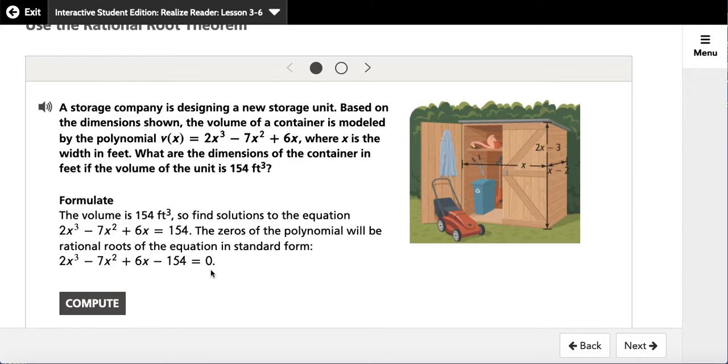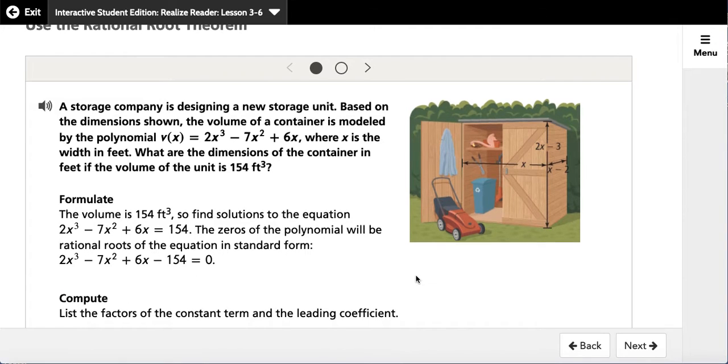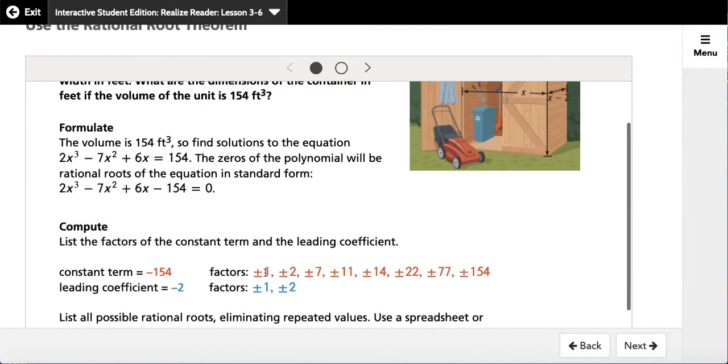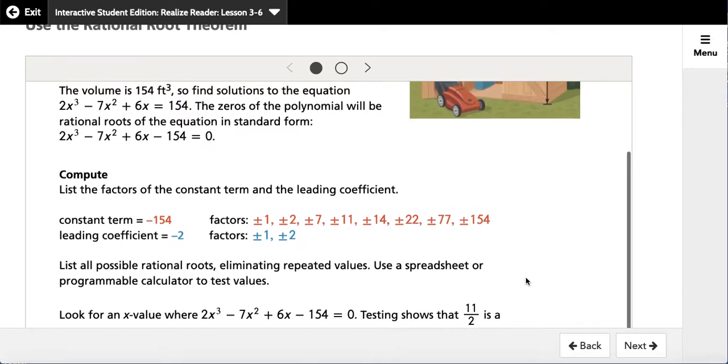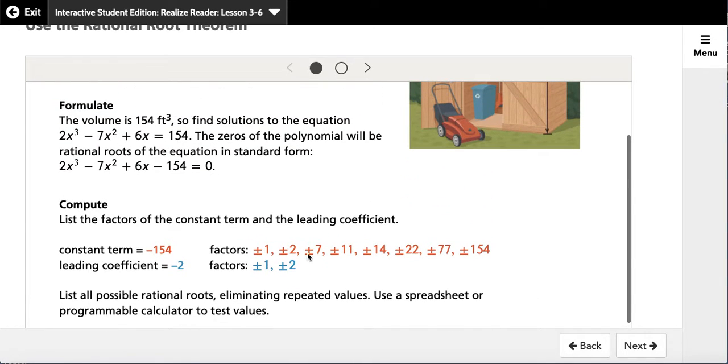And now we want to find out what the dimensions could be, so we need to use the rational root theorem. So we're going to find the factors of 154, which are all these numbers, and the factors of 2, which are positive or negative 1 and 2. Any combination of these orange numbers divided by the blue numbers could possibly be a root. We'd have to test them out using synthetic substitution.